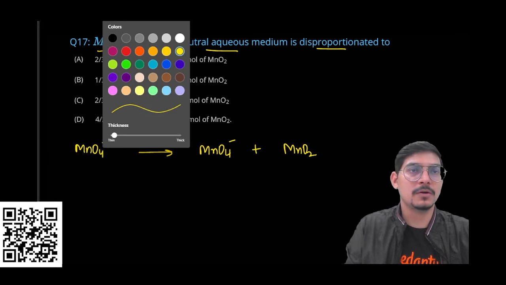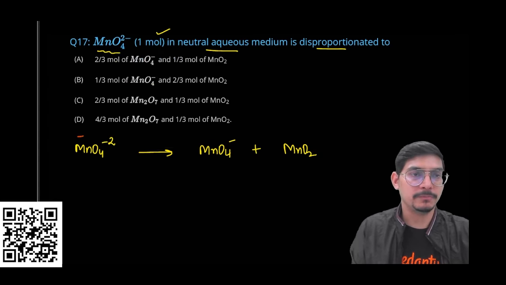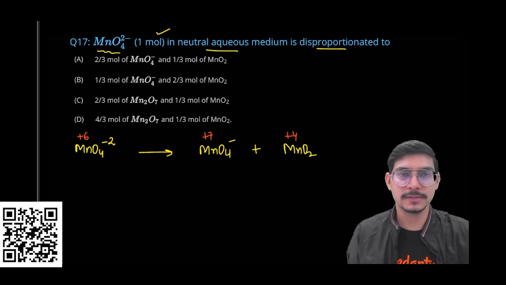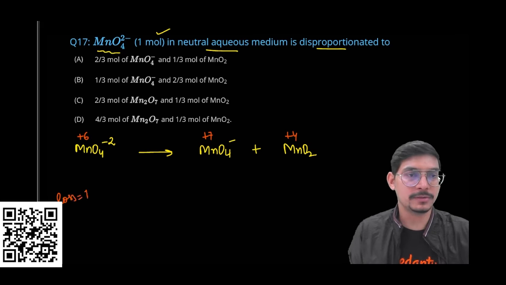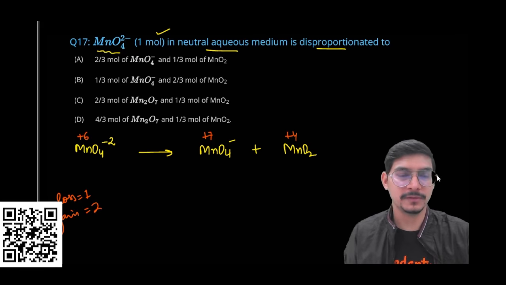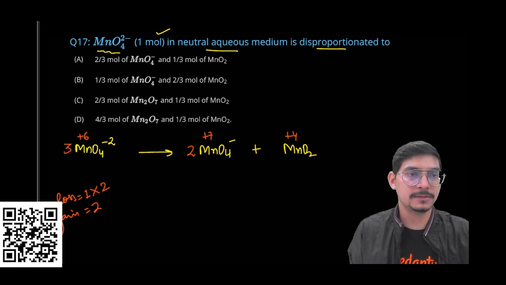If you find out the oxidation states of the manganese atom in each of these species, it comes out to be +6 here, +7 here, and +4 here. So manganese goes from +6 to +7, which means that it loses 1 electron. So the loss of electron is 1. At the same time, it goes from +6 to +4, which means that it gains 2 electrons. But the total loss and gain of electrons in a redox reaction must be equal. So we multiply the loss by 2, which means that there should be 2 permanganate, and that makes a total of 3 manganate on the reactant side.